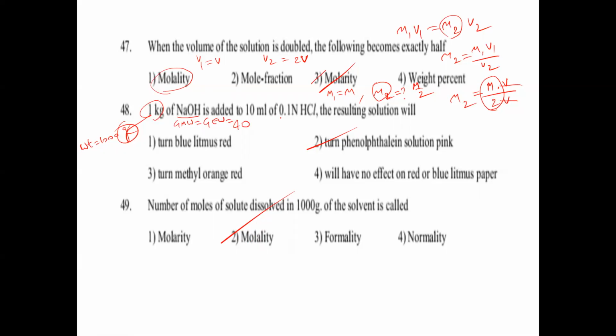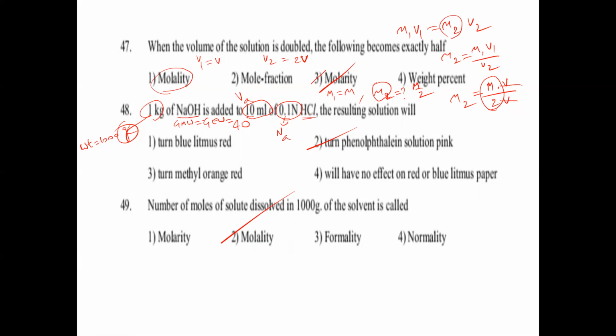10 ml of acid and 0.1 normal of acid. So this HCl acid is mentioned here. What is 10 ml here? The volume of acid. What is 0.1 normal here? The normality of acid. And which acid is mentioned? HCl.